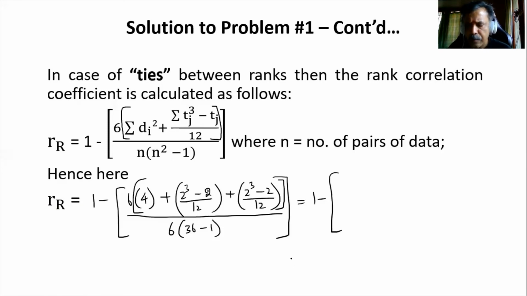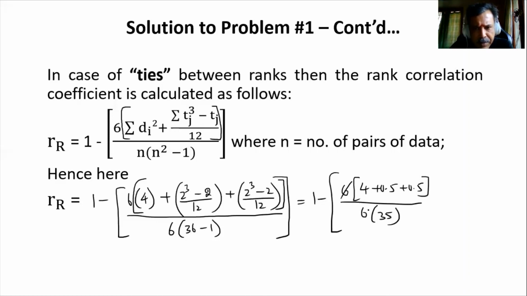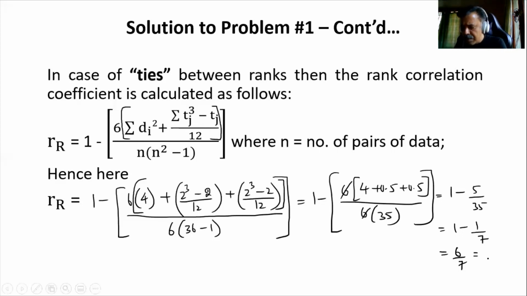So this will become 6 times 4, 8 minus 2, that is 0.5 again. This is also 0.5, divided by 6 times 35. So this 6 and this 6 get cancelled. So you have 1 minus 5 by 35. 5 by 35 is 1 by 7. So 1 minus 1 by 7 is 6 by 7. And 6 by 7 is 0.86. So that will be the answer for it.